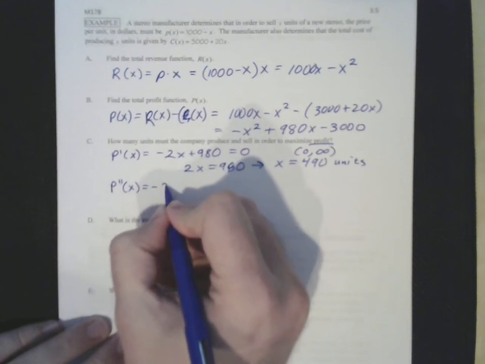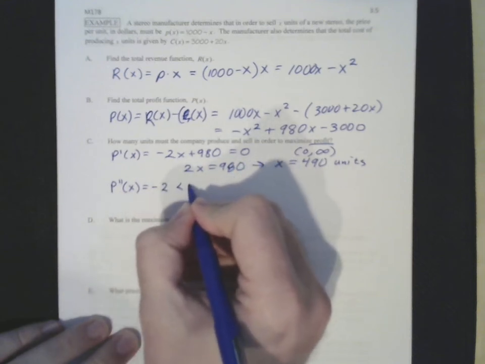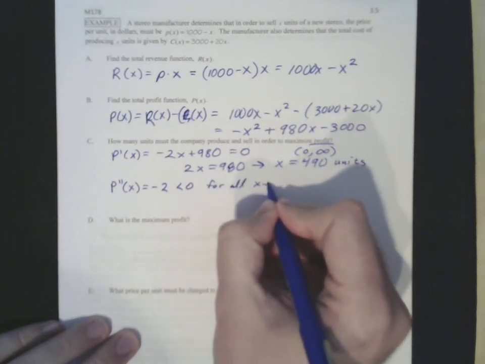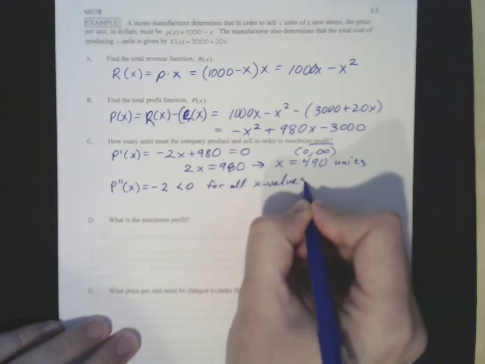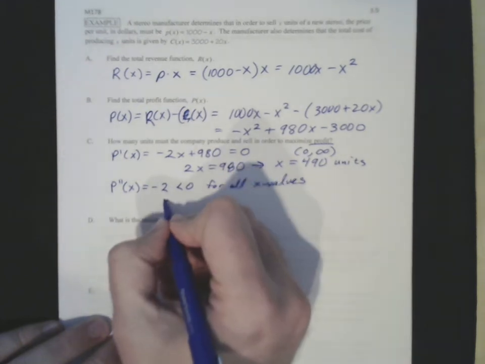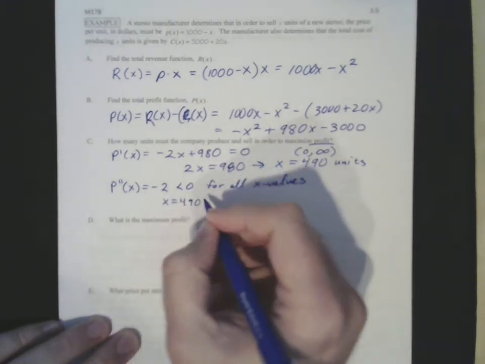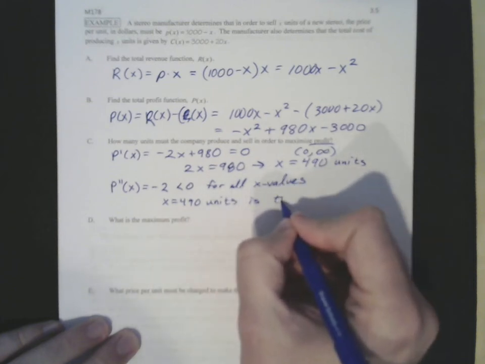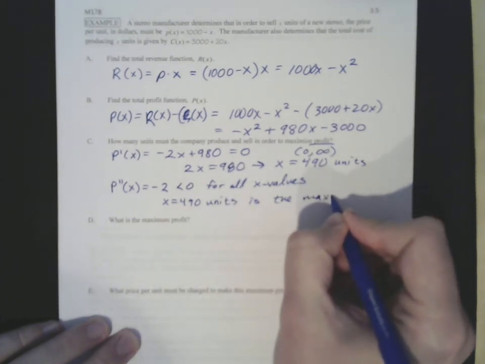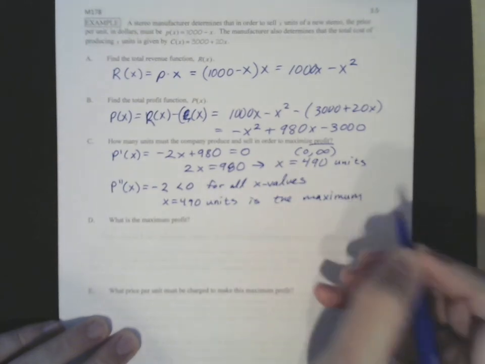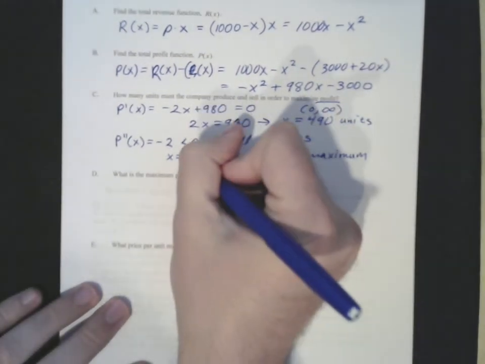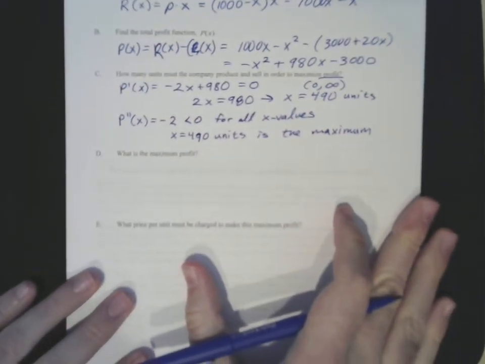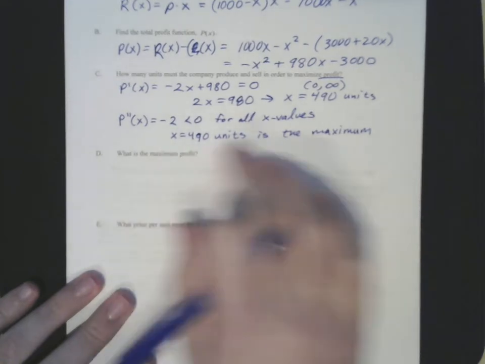So P double prime of x is negative 2. That's going to be less than 0 for all x values. Which means that x equals 490 units is the maximum. So that's going to give us our maximum.